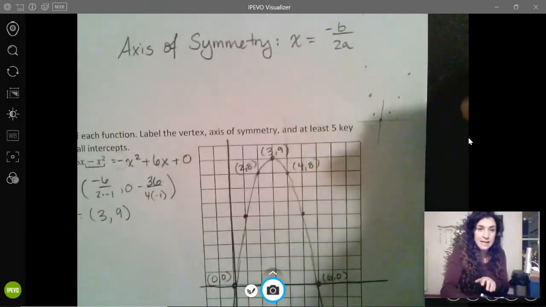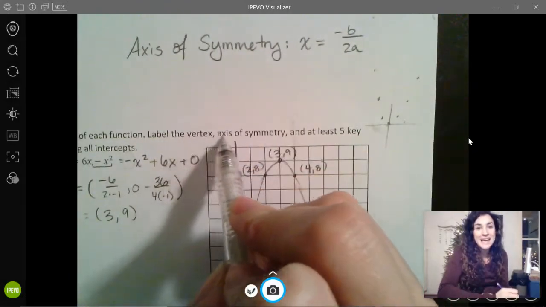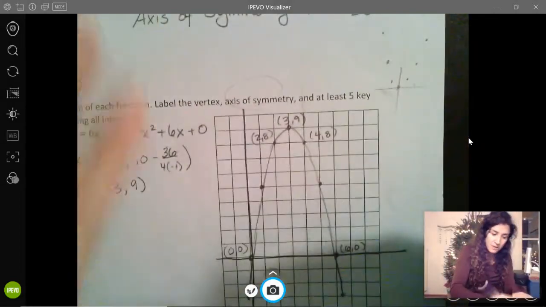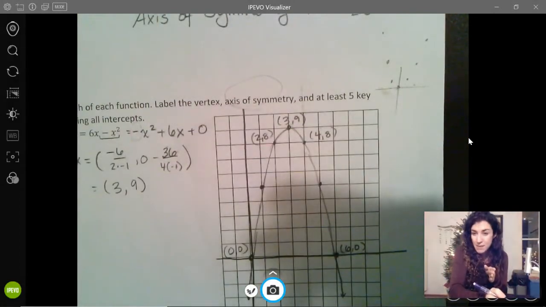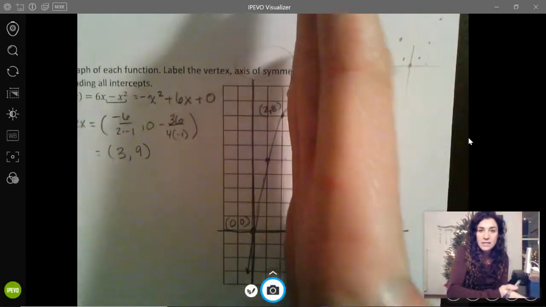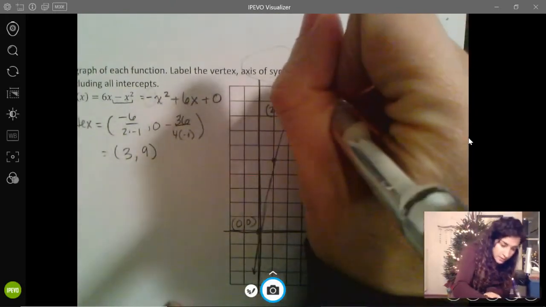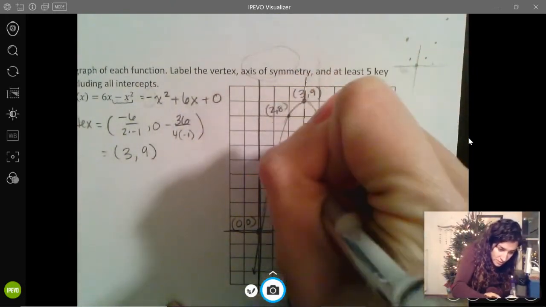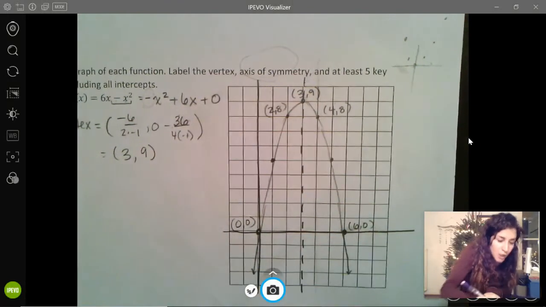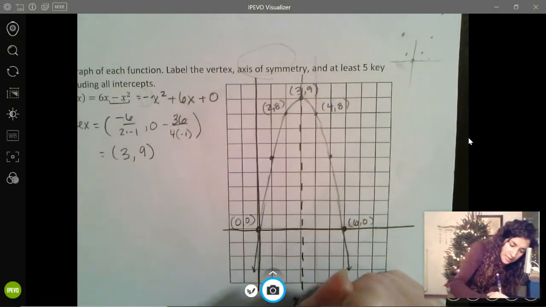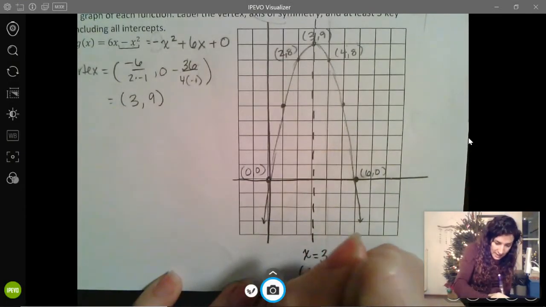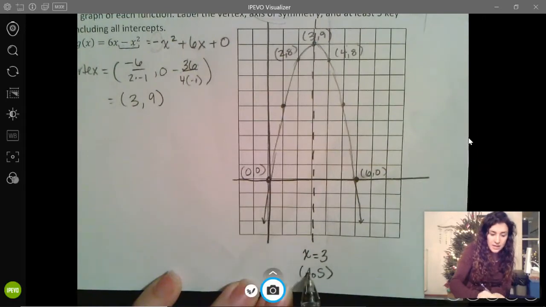So I would like for us to now go back, because it says label the vertex and the axis of symmetry. So we're going to go back and label the axis of symmetry. Our axis of symmetry splits that parabola straight down the middle, and it goes through the vertex. So your axis of symmetry is this guy. The equation of your axis of symmetry is x equals 3. You can even say axis of symmetry, AOS.